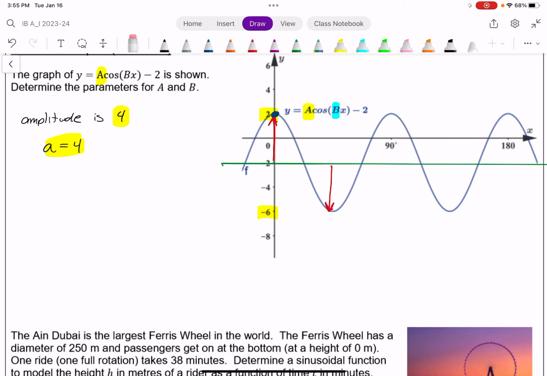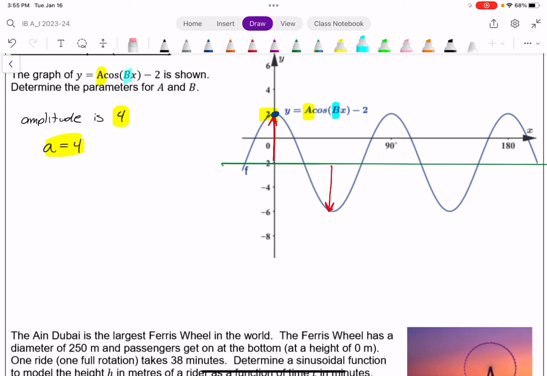If that A parameter was -4, this whole wave would be reflected, and it would look something more like this, my quick little sketch. If my graph looked like that, then my A parameter would be -4, because when x is 0, my wave is starting at a minimum. But it's not, so that's good. Keep it a little bit more simple.